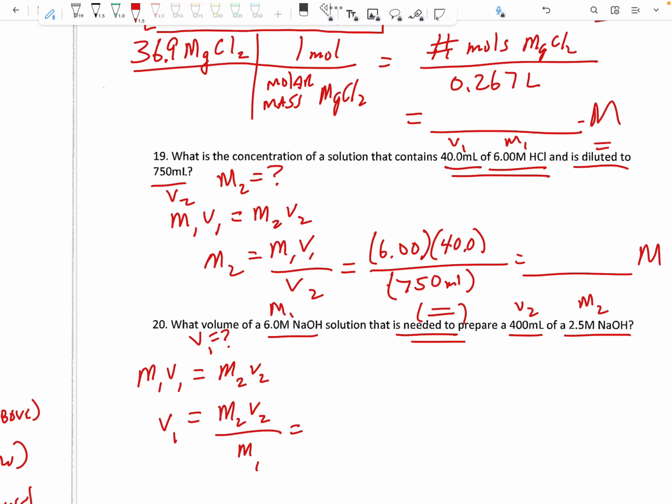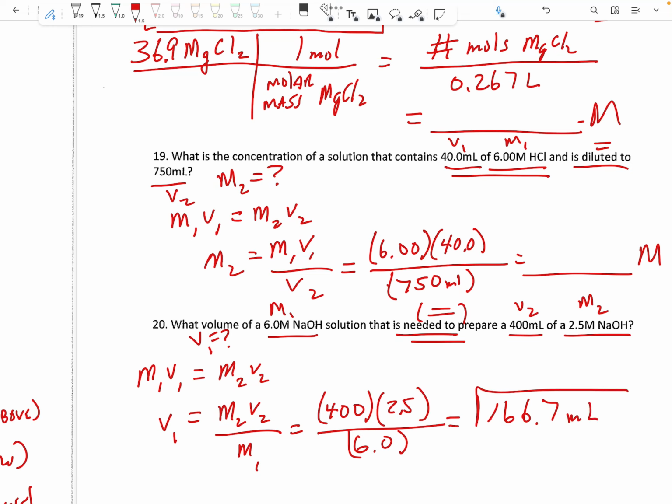And let's plug the numbers in where they should go. So 400 milliliters times 2.5 molar and divided by 6 molar here. Let's plug those numbers in to see what we can get. When we do that, it's 400 times 2.5 and divide it by 6, and that'll give us 166.7 milliliters of a solution. Okay, that's what we need.